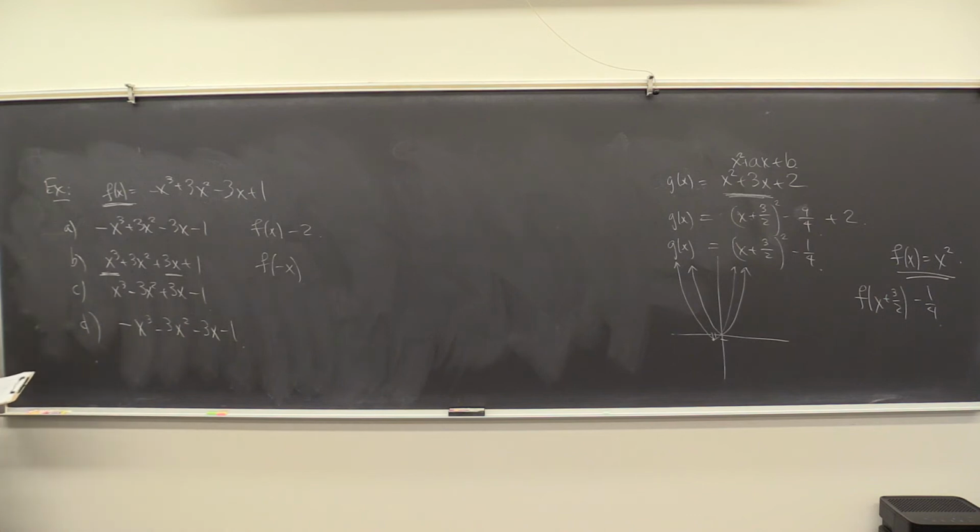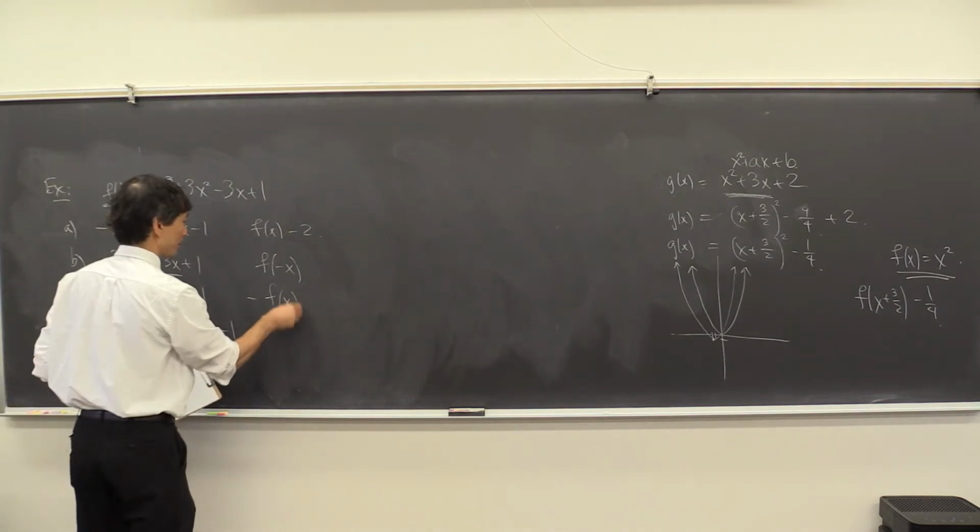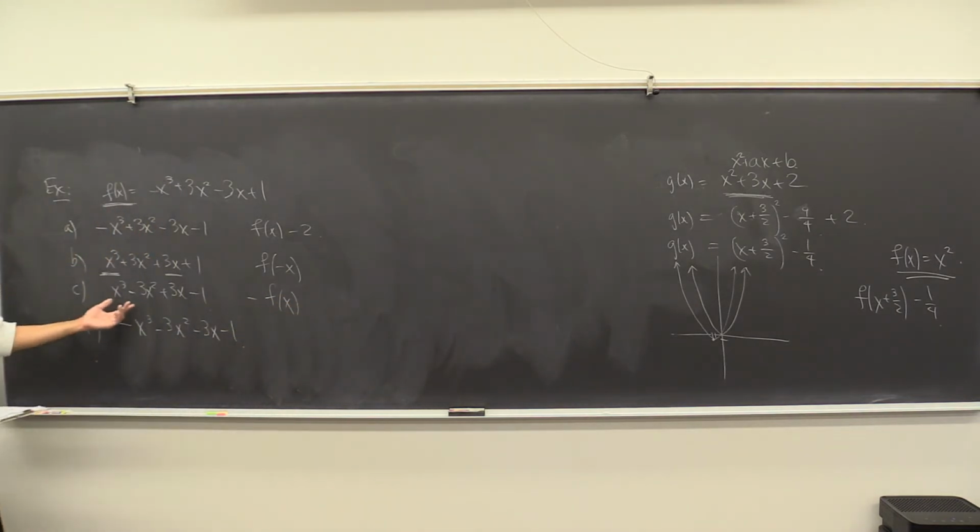Good. Okay. What's the next one? What about the next one? Yes, Amy. Negative f of x, yeah. Right, so you notice that everything has changed sign, so it's got a negative sign in front of it.